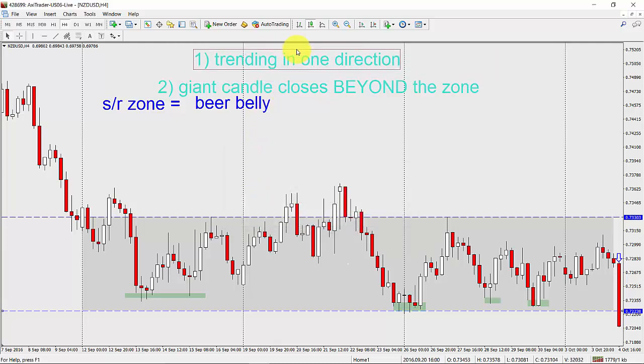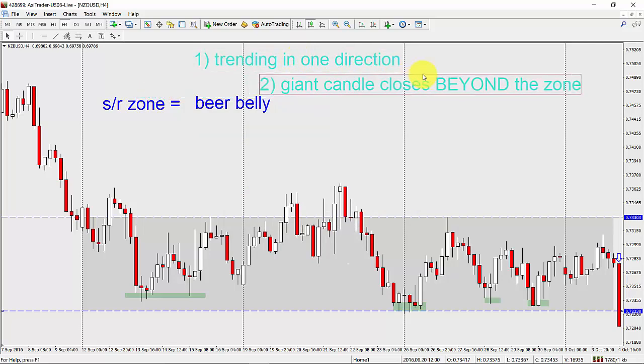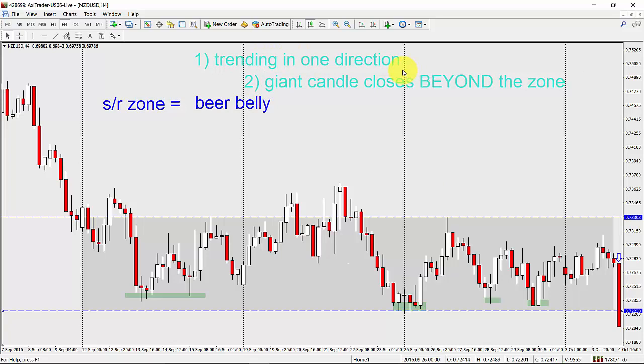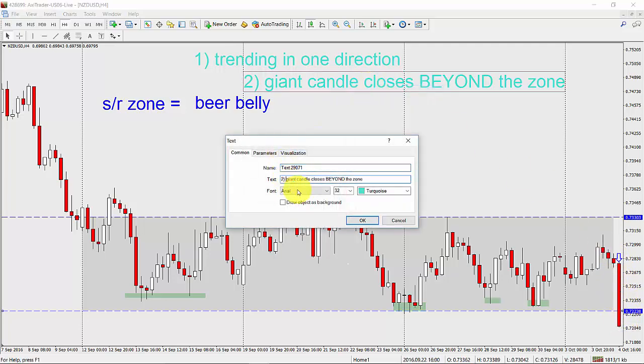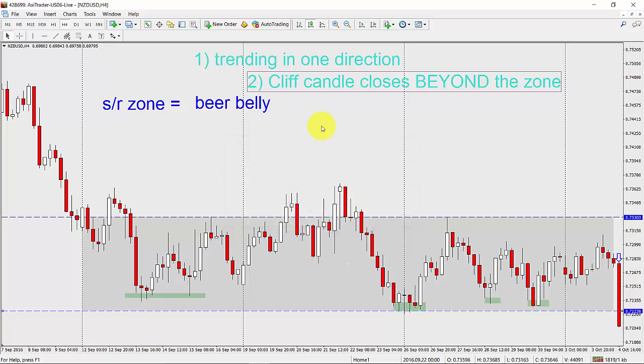It just means that if it's a support level, it breaks support and closes below support. And if it's resistance, it breaks above resistance and closes above resistance. So when I say beyond the zone, it just means that it went beyond it. So here we have the zone. And this is something that I want to be really, really clear on, guys. This candle, by the way, is actually called the cliff candle. The cliff candle is a giant candle, and we'll put that in there. Cliff candle closes beyond the zone.